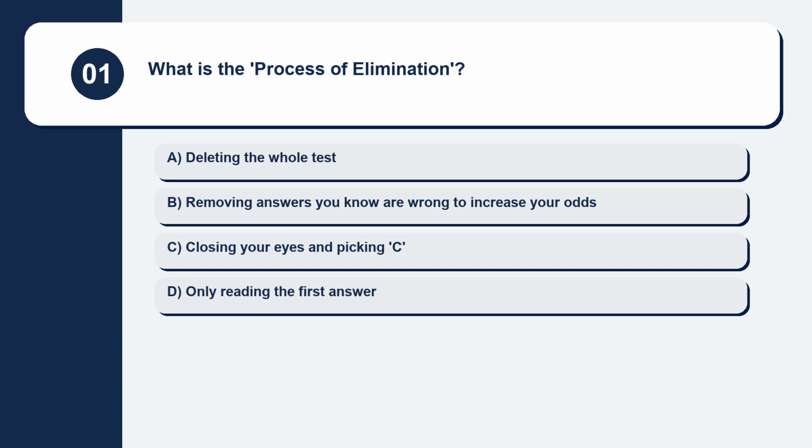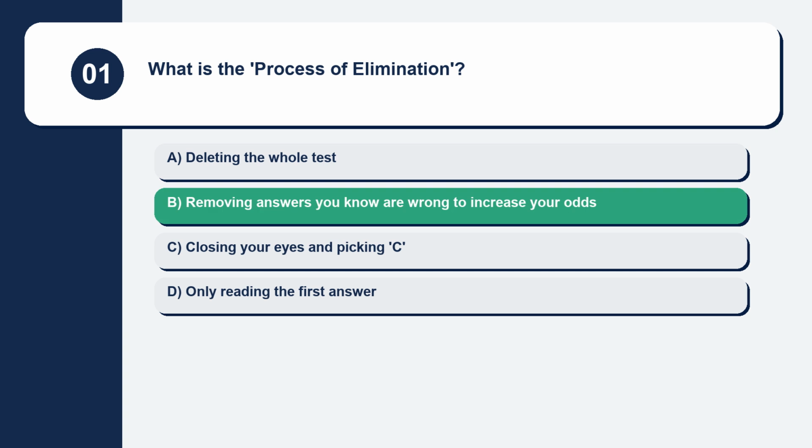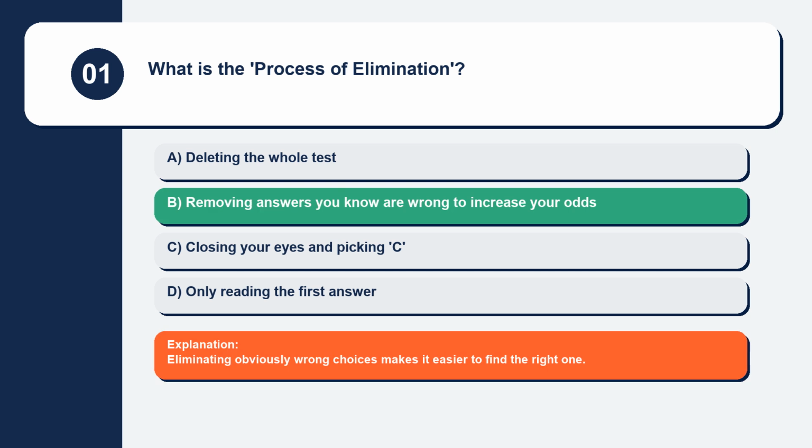Question 1. What is the process of elimination? Deleting the whole test. Removing answers you know are wrong to increase your odds. Closing your eyes and picking C. Only reading the first answer. Eliminating obviously wrong choices makes it easier to find the right one.